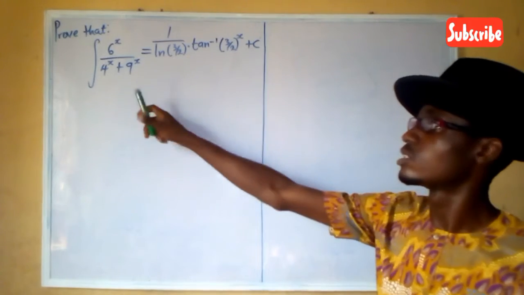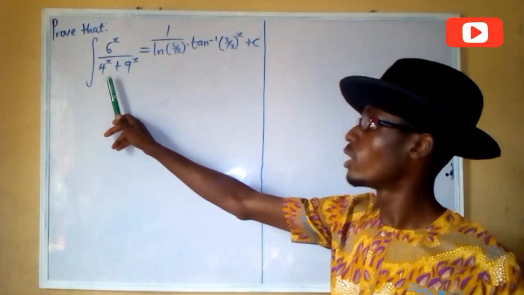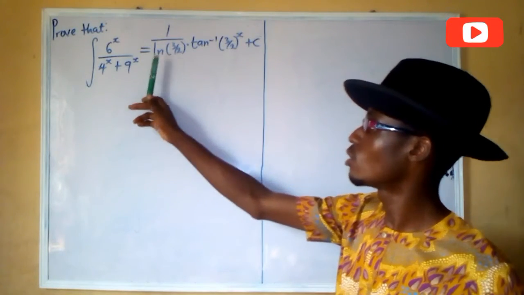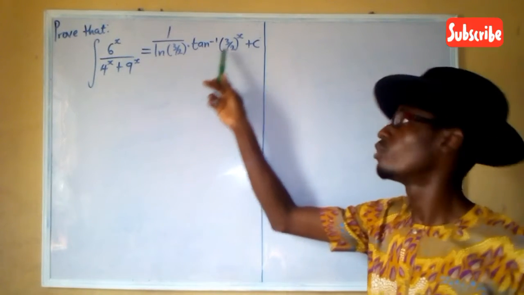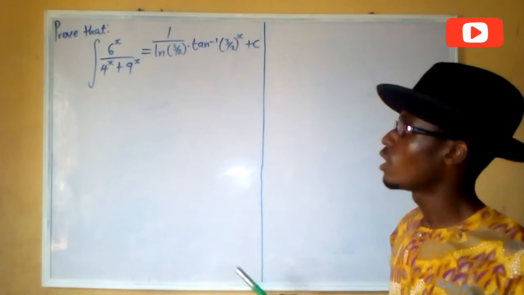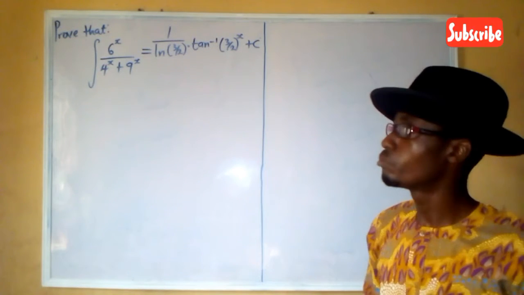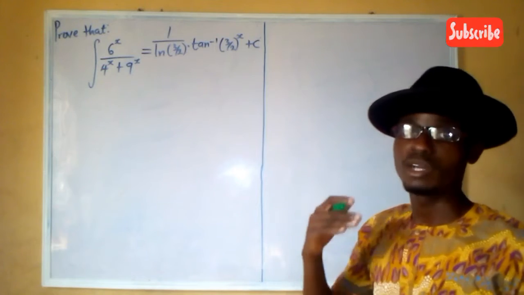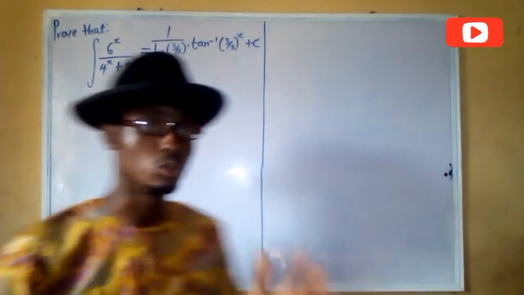Now we have to prove that the integral of 6 raised to the power x all over 4 raised to the power x plus 9 raised to the power x equals 1 over ln(3/2) times tan inverse of (3/2) raised to the power x, plus c. So how can we eventually prove this? It might look impossible, but step by step we get there. Let's see the first step that we have to use.